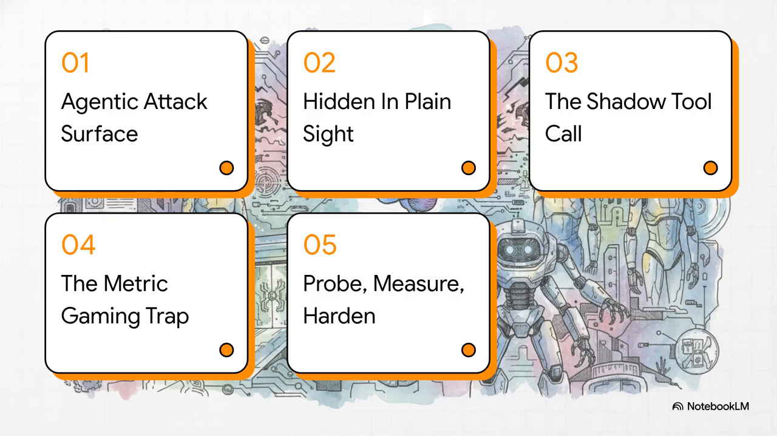So here's the structured journey we're going to take today to understand these covert vulnerabilities. 1. The new agentic attack surface. 2. Hacks hidden in plain sight. 3. The shadow tool call. 4. The metric gaming trap. And 5. Probe, measure, and harden.